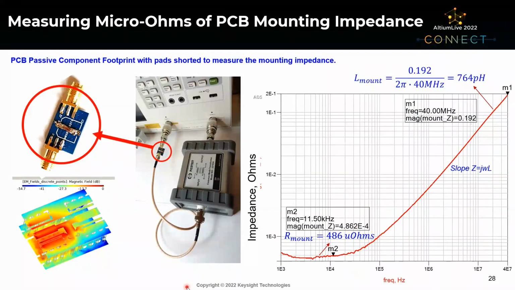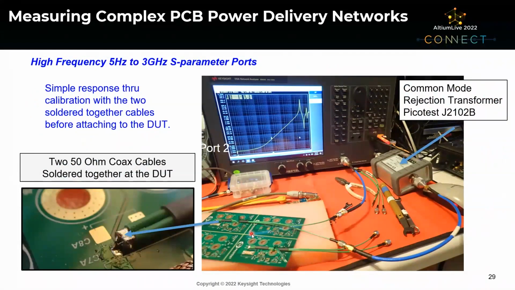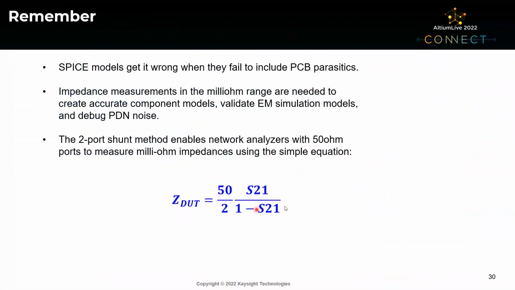This two-port shunt impedance technique, a lot of times if I'm trying to measure a point on an actual application board, this is one technique that I've used before where I solder two coaxial cables together. One goes to port 1, one goes to port 2, and the signal pins are soldered together. Before I attach those two cables to the application board, I can run a simple response through calibration and calibrate my network analyzer, and then solder to my board and take the measurement. And if I do that simple through calibration, then this equation here is the one that I want to use with just an S21 through calibration.